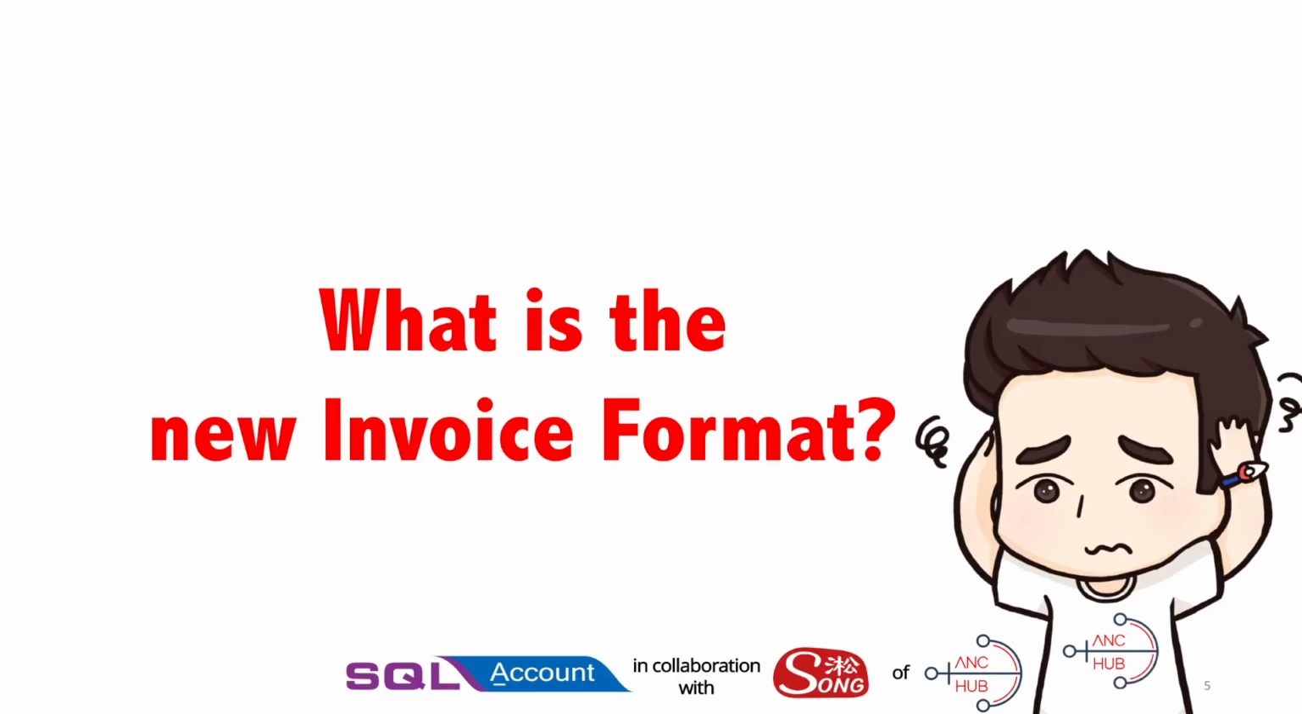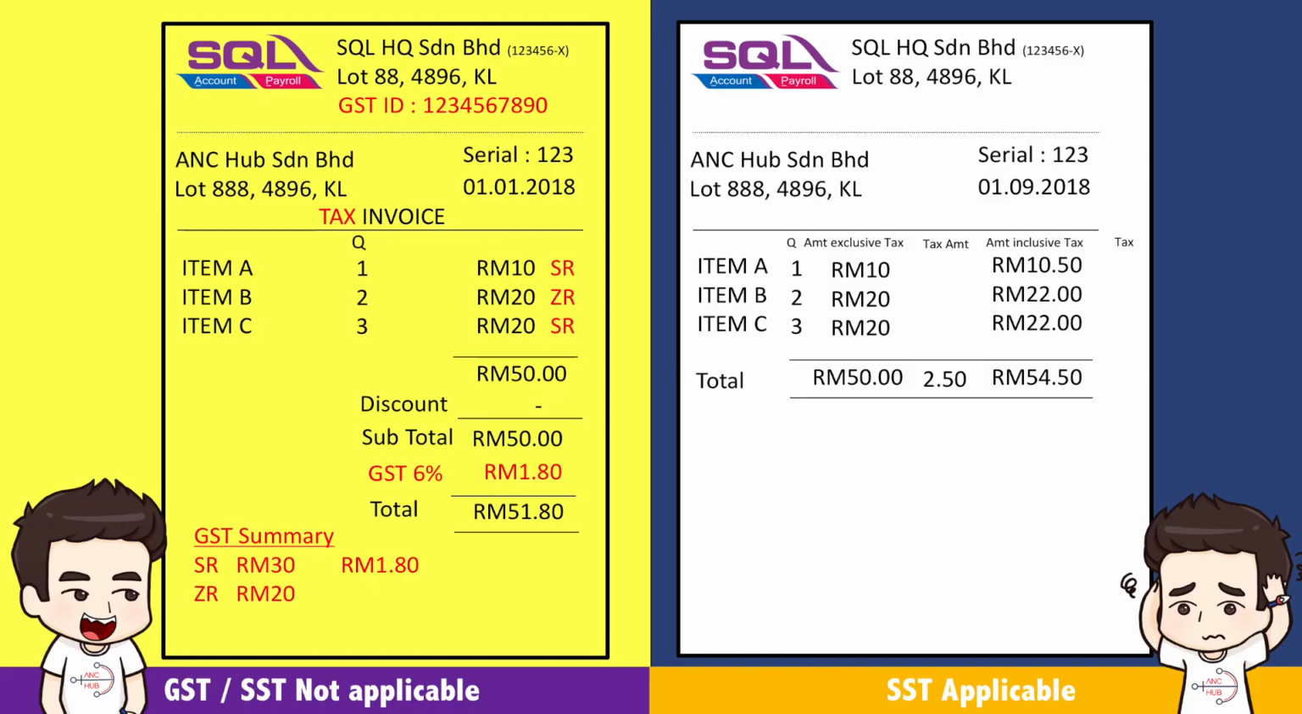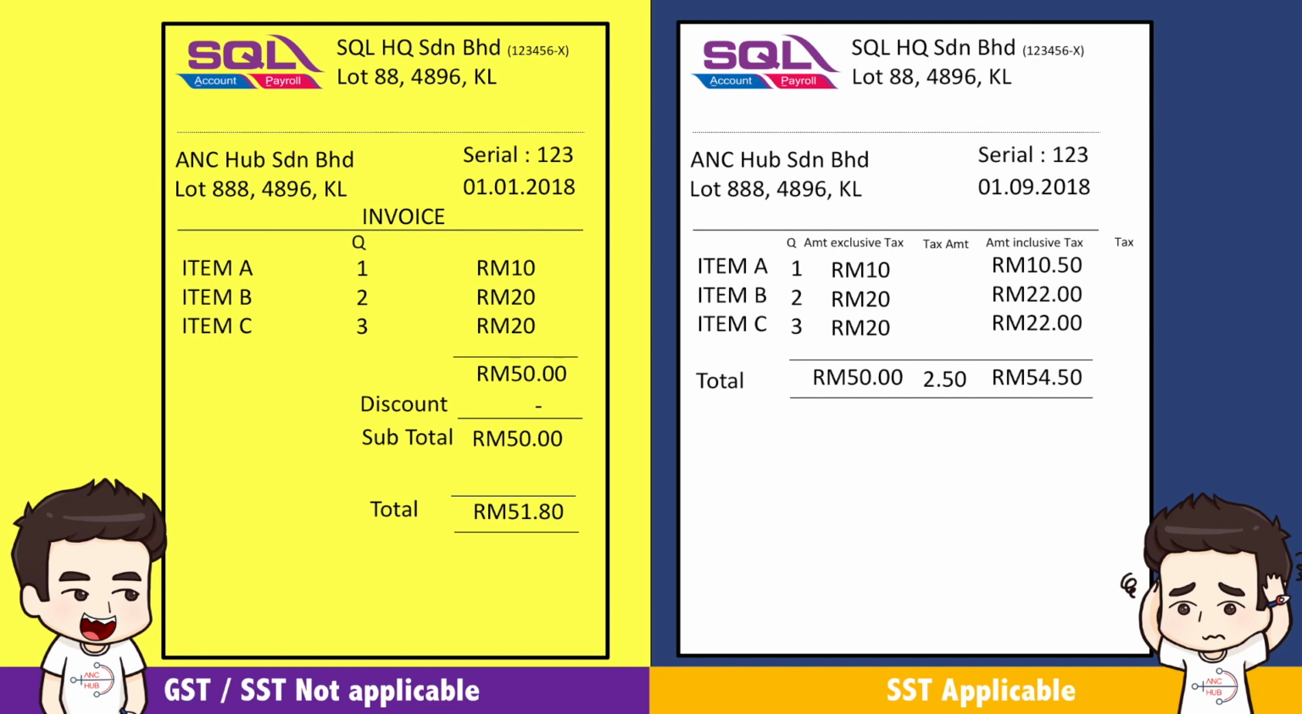Number 5. What is the new tax invoice format? Now, assuming you are an SST non-registered person, then you have to amend your GST invoice. You have to remove the GST ID, the tax codes, all these GST amounts and summary, and most importantly the word tax. If you are an SST registered person, then you have to be careful, because now the GST ID has to change to STID, meaning your service tax ID or your sales tax ID. You have to include the word invoice, no longer called tax invoice, but just invoice. You have to put in the tax amount and also the tax rates.